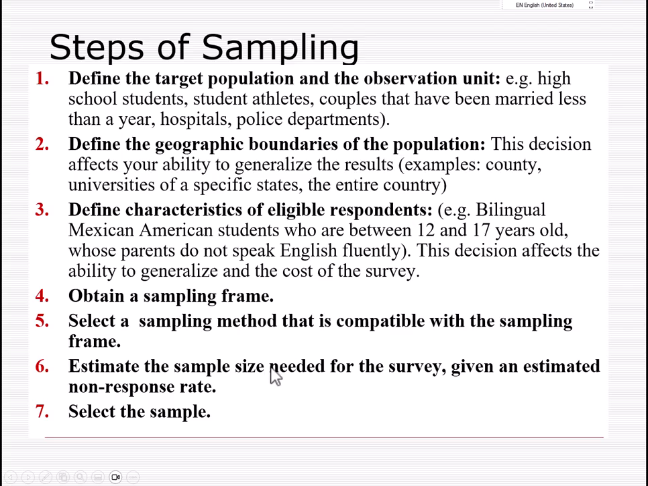Then you obtain a sampling frame, which is the actual list that you sample from, and the accuracy of the sampling frame is essential. Select a sampling method that is compatible. Common sampling methods are simple random sampling, stratified sampling, cluster sampling, multi-stage sampling. Then estimate the sample size needed for the survey, which will consider the size of the population and the expected non-response rate. And then you select the sample.